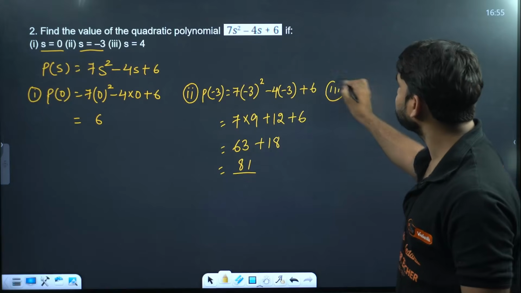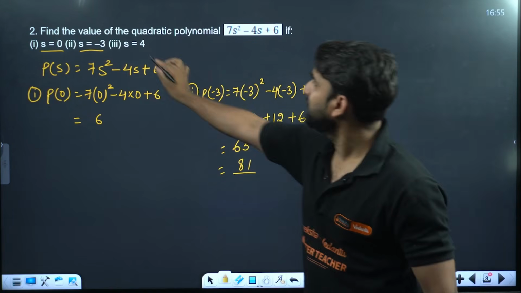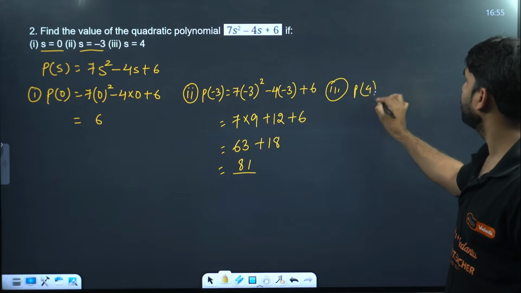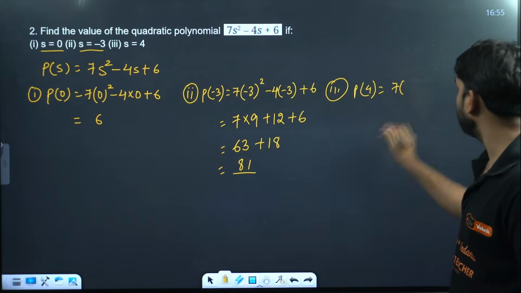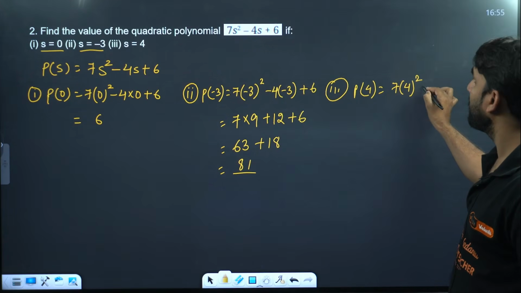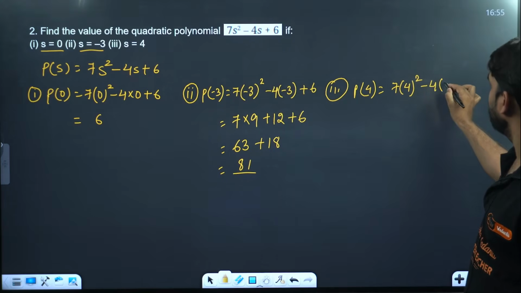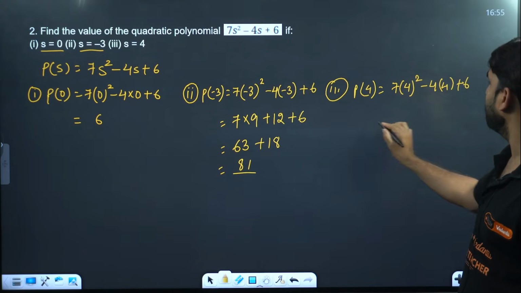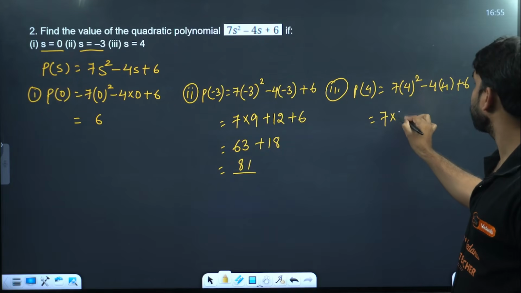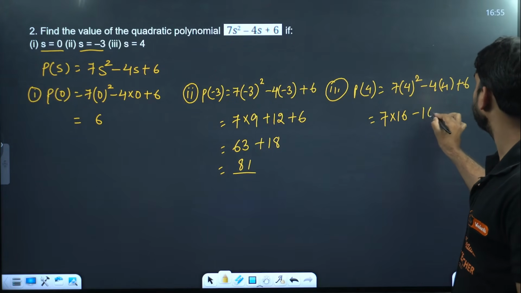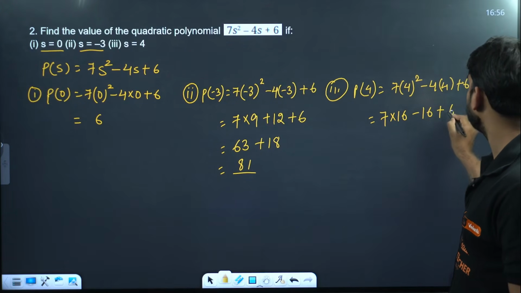Third question, p at s equals 4. So now put 4 in the polynomial also, at the place of s. So this will be 4 square minus 4 into 4 plus 6. Now solve this. 4 square will be 16, minus 4 4 is 16 plus 6, right?